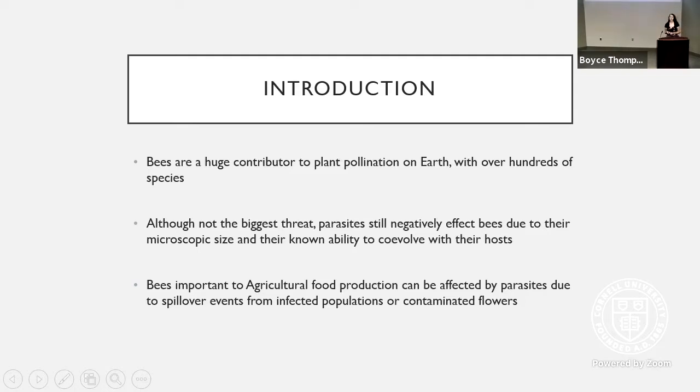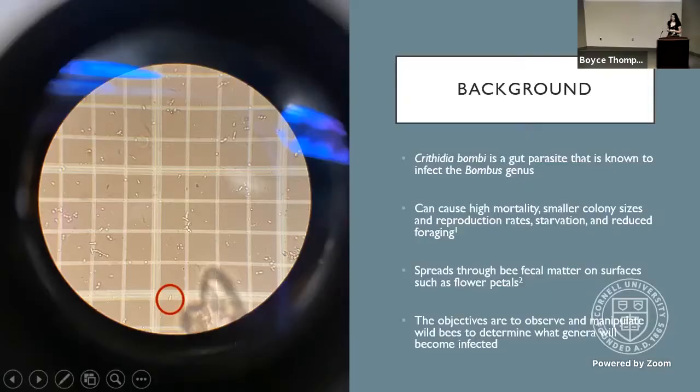The reason why this is important to study is because bees are important to the agricultural food production that we humans provide into the environment. They help with pollination of fruits, plants, and vegetables. And when we have parasites within these bees, it causes potential spillover events. If one bee travels to a flower and maybe excretes on this flower, another bee from another population goes to that same flower and somehow ingests that parasite, it then becomes a potential for the next population to become infected. So just a little bit of background.